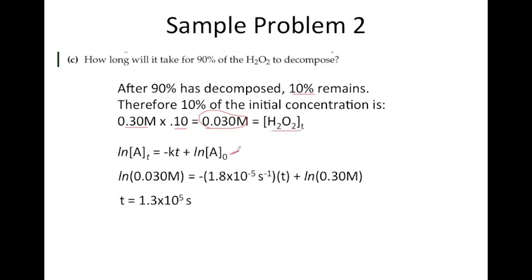So now again, I'm going to use my first order integrated rate law. I'm going to plug in my concentration at time t after 90% has decomposed. I plug in my rate constant. I'm looking for how long it will take, so I'm looking for t, and then again, I use the same initial concentration. Solving for time t, I get t is equal to 1.3 times 10 to the 5th seconds. So that's how many seconds it will take for 90% of my hydrogen peroxide to decompose. So this is a good problem. It shows us some of the applications for our integrated rate laws.